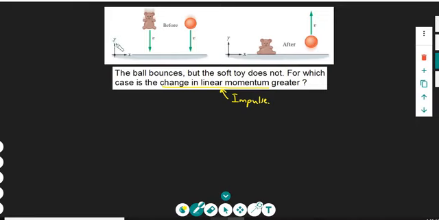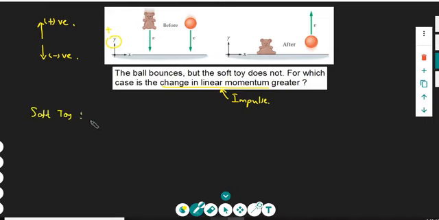Since we are dealing with vectors, you can see all the motion is in the upward or downward direction. So we are only interested in the y direction, not along the x direction. Since the arrow is pointing up, I'll consider up as the positive direction. I'll write it over here, up as the positive direction, and the downward direction would be the negative direction. Now I'm going to consider the soft toy first.